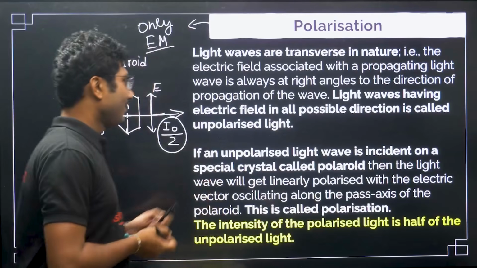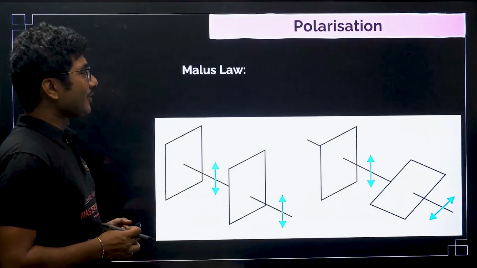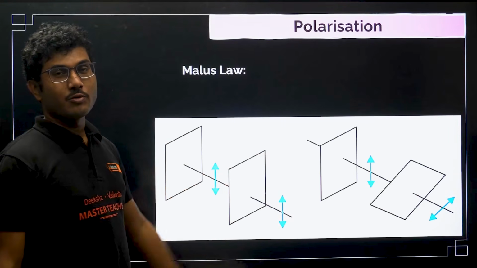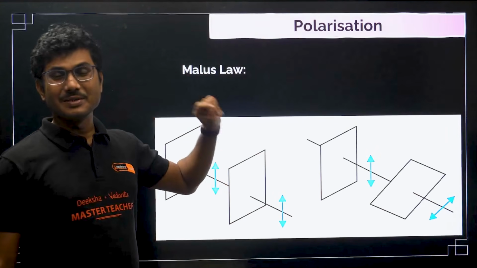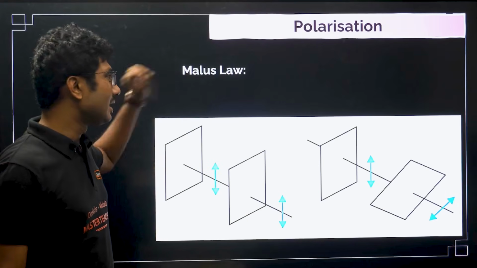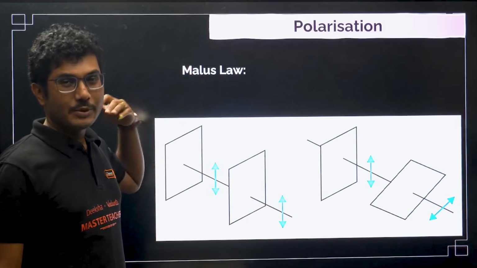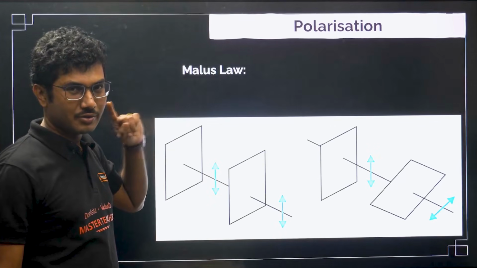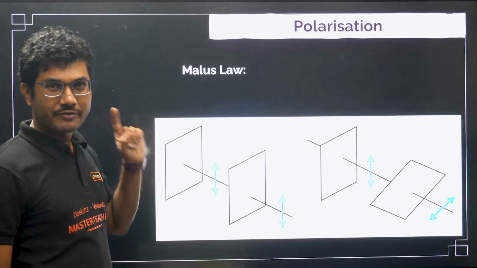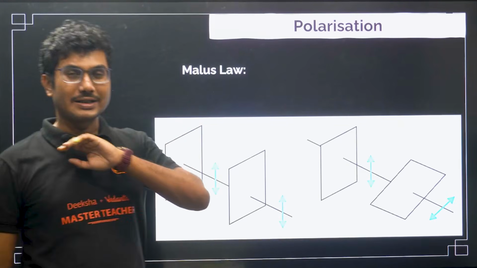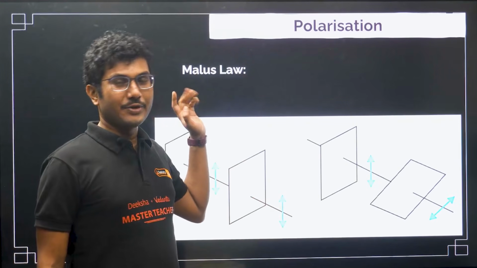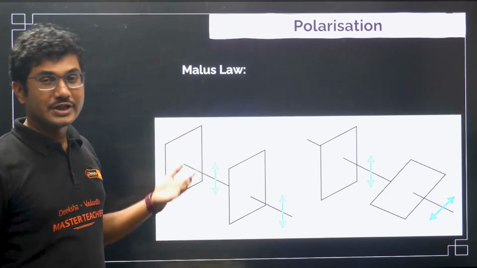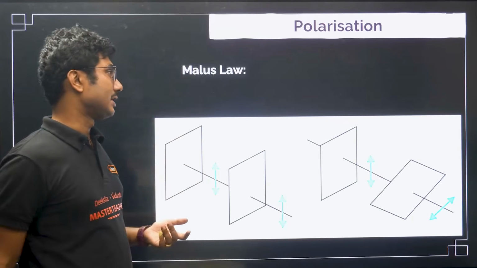Now, next we are going to discuss Malus law. It is the most important formula for all KCET students. Very simple, but almost every year there was at least one question based on Malus law. The only exception was 2025, when there was no question on Malus law. But from 2015 till 2024, every year I have seen questions from Malus law, directly or indirectly.